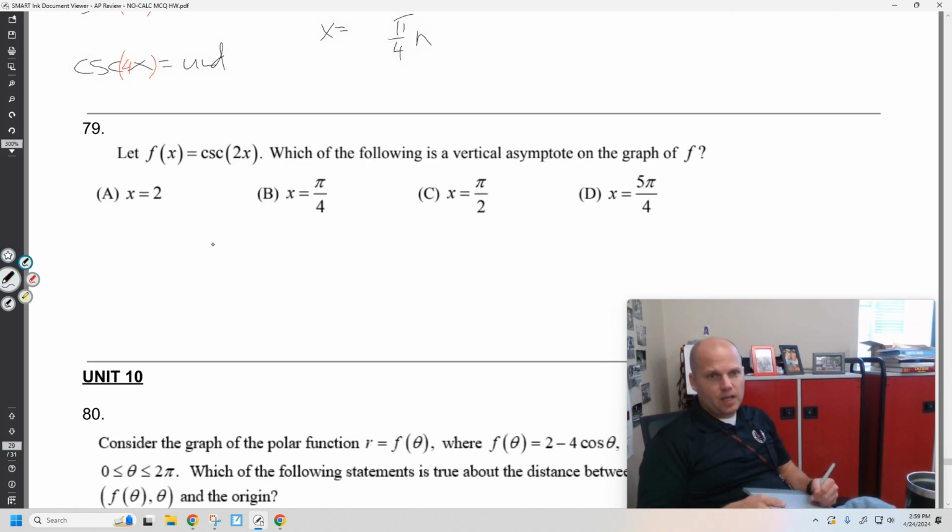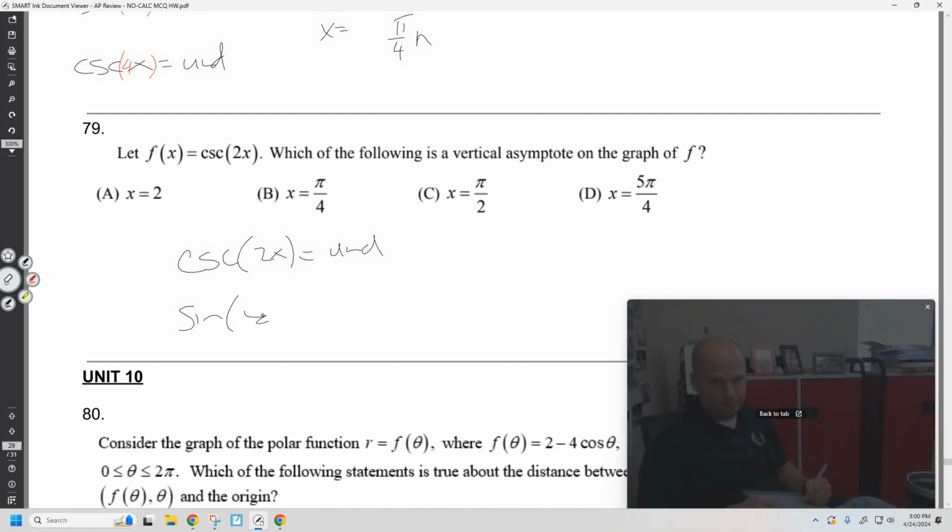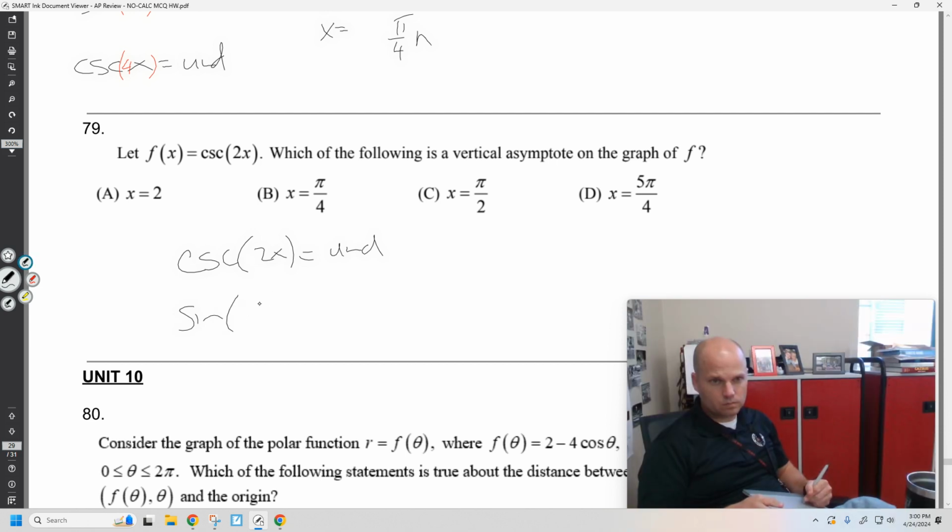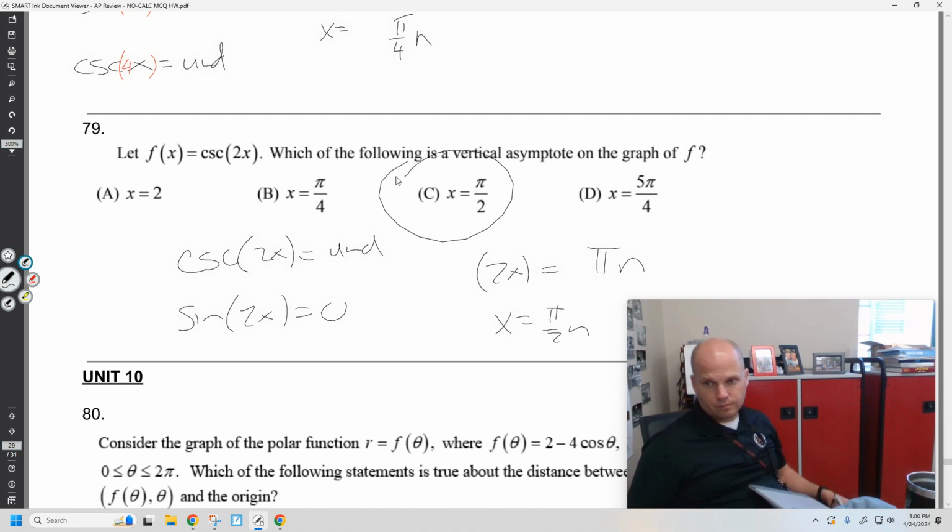Okay, same deal. I'm just going straight to cosecant 2x being undefined, which is the same as sine 2x being 0. Sine is 0 at 0, pi, 2 pi. So that's going to be when 2x equals the multiples of pi, and that's going to be multiples of pi over 2. Two more.